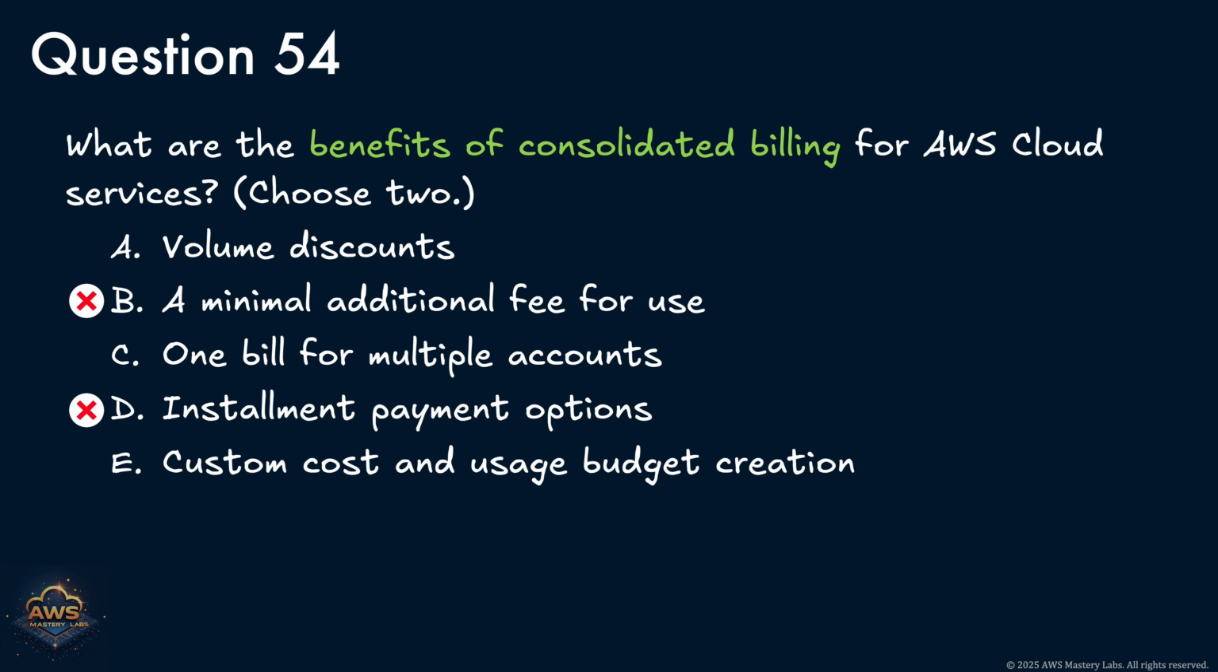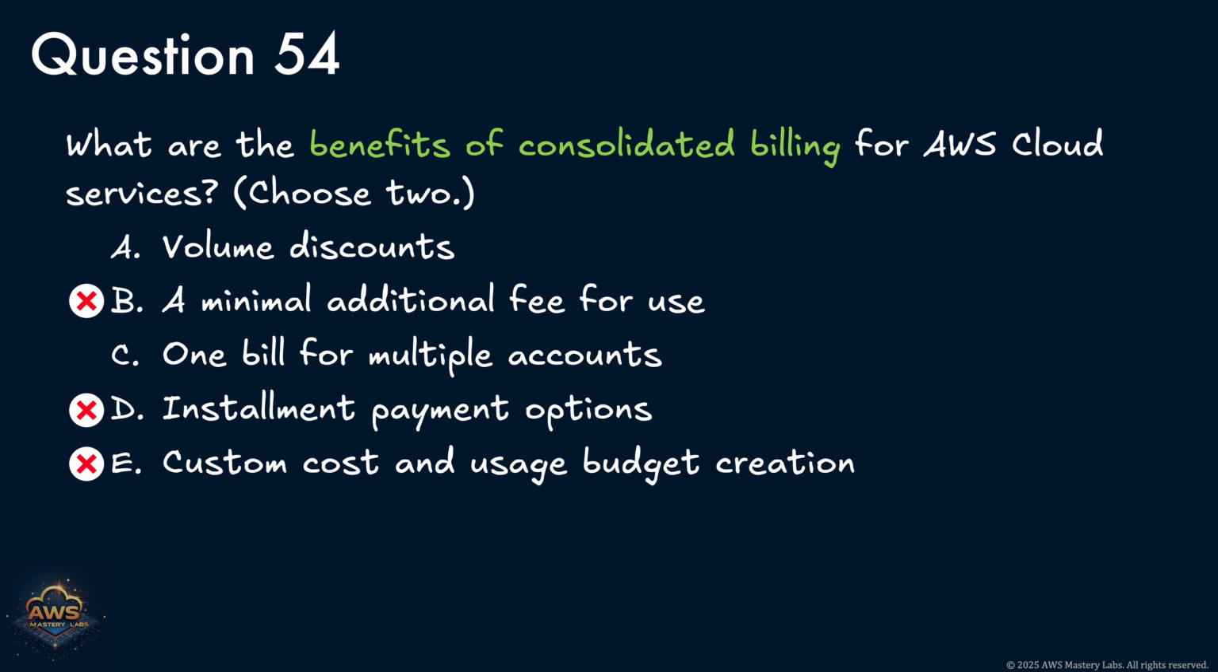Option D, installment payment options. This option refers to a financing concept, which AWS does not offer as part of its billing tools. AWS operates on a post-paid model for most services based on usage. You receive a monthly bill and pay it in full. There is no installment mechanism tied to consolidated billing or otherwise. Incorrect, because AWS billing is usage-based, and installment payments are not a feature of consolidated billing.